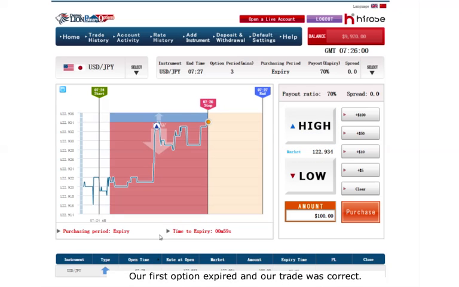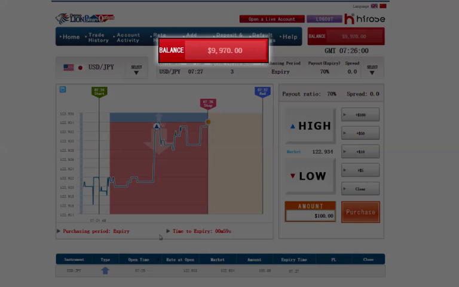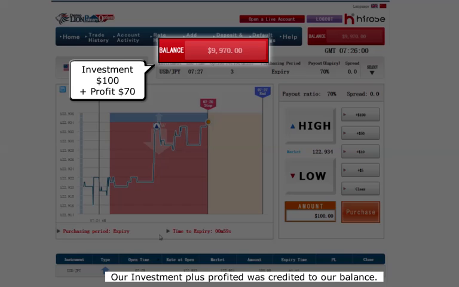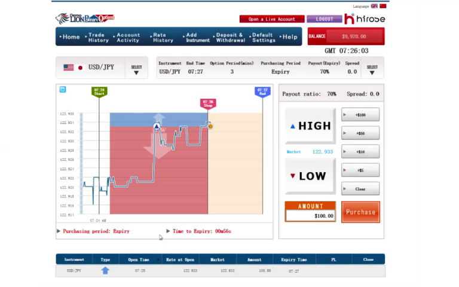Our first option expired and our trade was correct. Our investment plus profit was credited to our balance. Let's wait for the expiry of the second option as well.